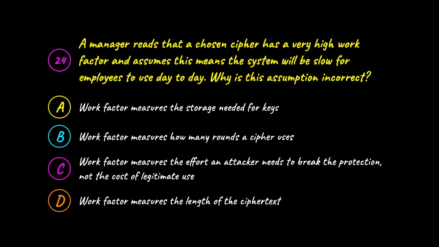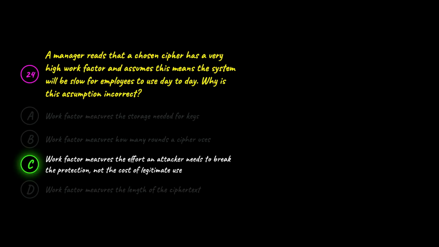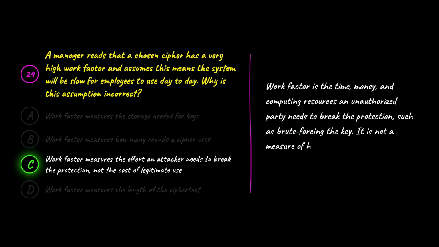Got a guess? Lock it in. The correct answer is C. Work factor measures the effort an attacker needs to break the protection, not the cost of legitimate use. C is correct because work factor is the time, money, and computing resources an unauthorized party needs to break the protection, such as brute forcing the key. It is not a measure of how long legitimate encryption or decryption takes.